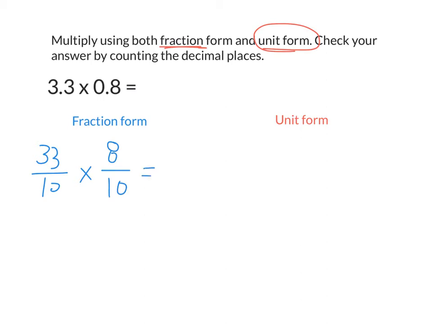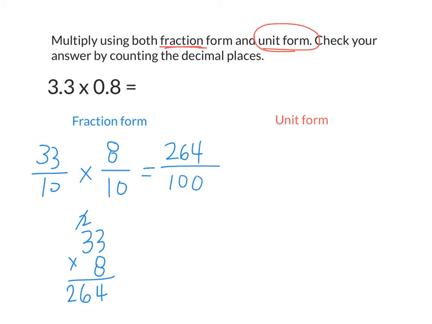In the numerator, we have 33 times 8. Now, I don't know about you, but I don't know how to do that in my head. Does that mean I can't do it? No, I just write it out using the standard algorithm. So I have 33 times 8. What's 8 times 3? 24. So I write it down and put the 2 over there. And then 3 times 8 again is 24, but then I have to add 2, which is 26. So I know that in the numerators, 33 times 8 is 264. And in the denominators, I have 10 times 10, which is 100. So I have 264 hundredths.